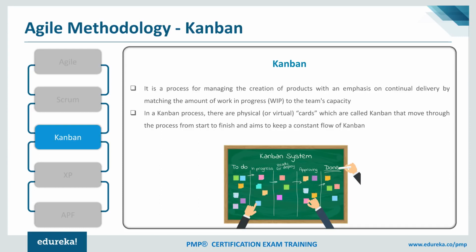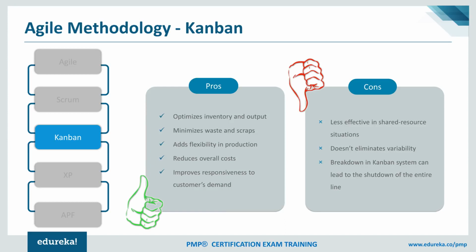So Kanban is definitely a very popular methodology these days within Agile. Sometimes Scrum and Kanban are combined and we call it Scrumban, and it's used along with Scrum as well. There are certain benefits, like it helps in optimizing the inventory as well as output. For example, as I mentioned, we increase the throughput by reducing cycle time, by reducing lead time.